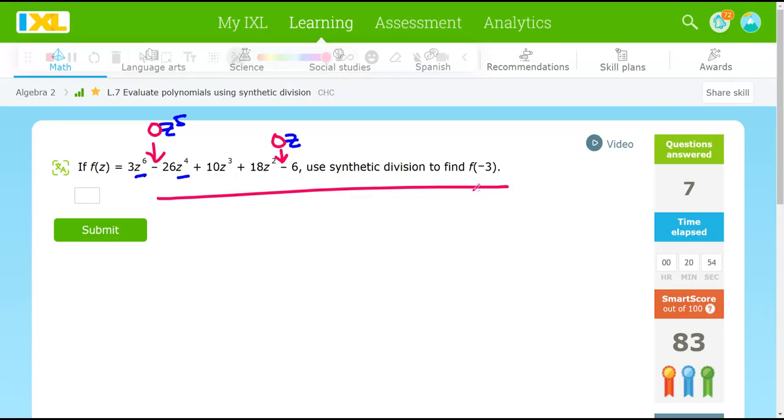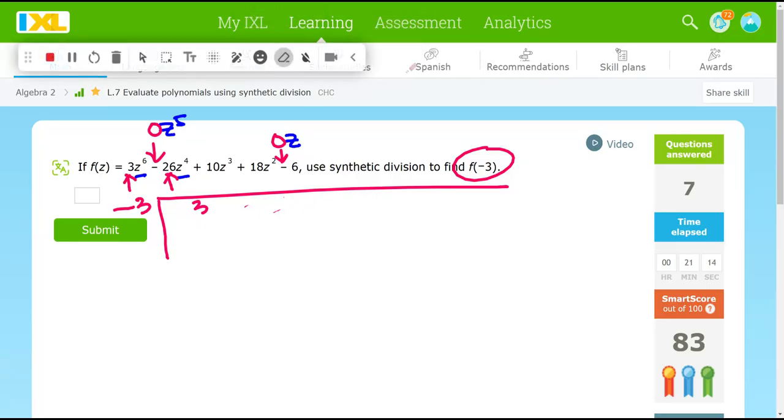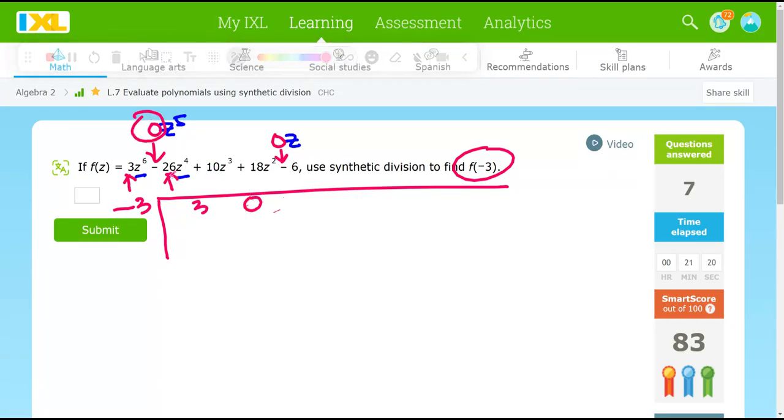So now, let's draw this line. First, you need to find f of negative 3, so I put negative 3 right here. So let's fill in all the coefficients. Number 3, negative 26. Ooh, the missing term. I keep forgetting the missing term. So 0, I put 0 first. The coefficient 0, I put it in here. And then negative 26. The next one is number 10. The next one is 18. And the next one is the missing term 0. And the last one is negative 6. So here we go.